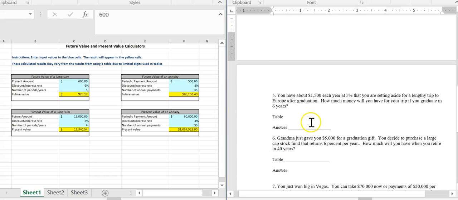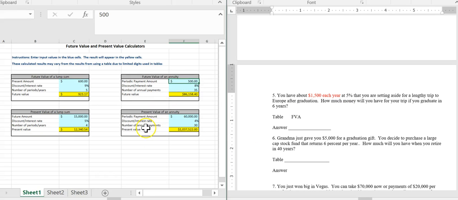Question number 5. I have about $1,500 each year, at 5%. I'm going to go to Europe after I graduate, which I think would be a fantastic idea. How much money will I have if I graduate in 6 years? Okay, so 6 years from now is future value because I haven't graduated yet. And when I go to the money, I see that it is each year, which implies annuity. Over here, future value of an annuity. I have $1,500, I'm going to make 5%, and I have 6 years before I graduate.